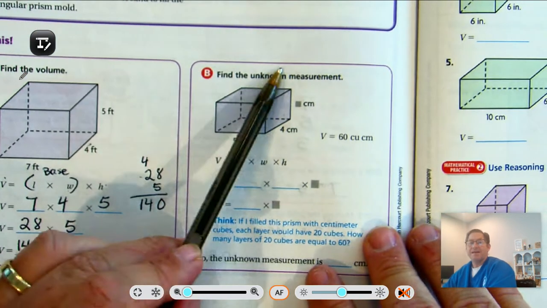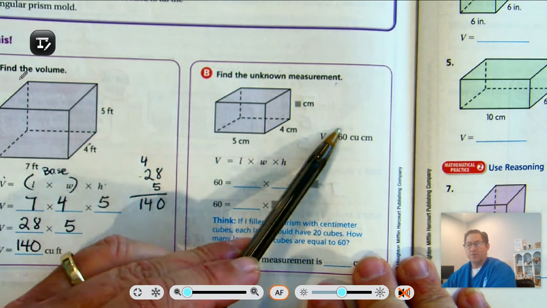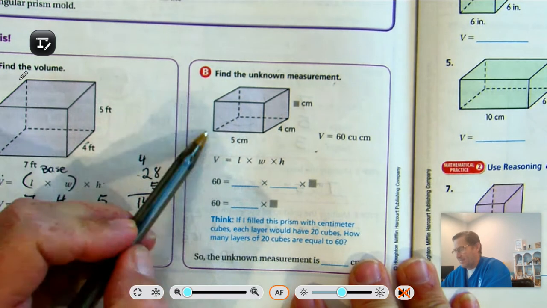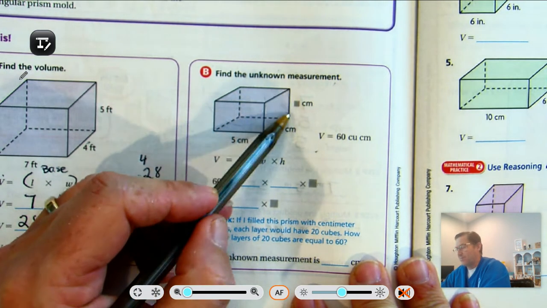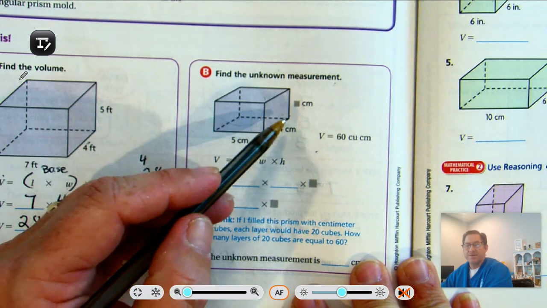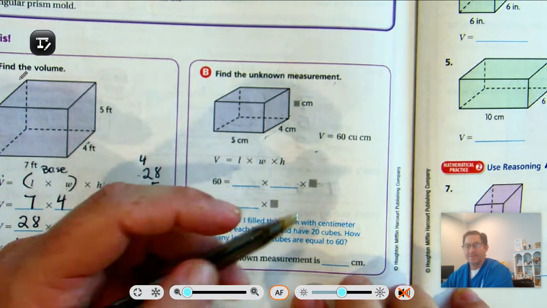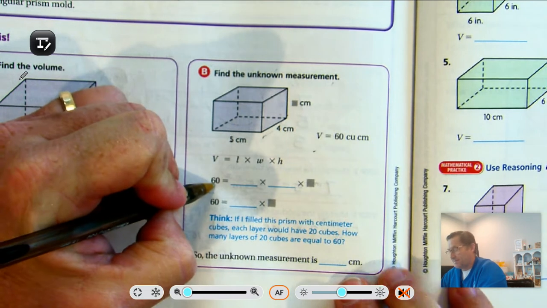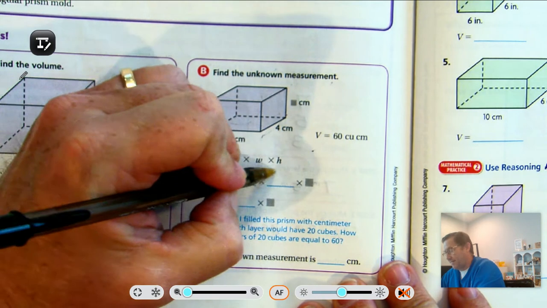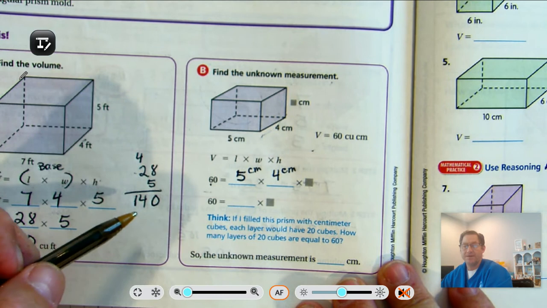So here, find the unknown measurement. Here they're telling us the volume of this whole shape is 60 cubic centimeters. And they give me the length, they give me the width, but they didn't tell me the height. But since I know the other two dimensions and I know the volume, I can figure out the other dimension by dividing. So if we have 60 cubic centimeters, and we know that the length is 5 and the width is 4, we can still figure out that missing dimension.